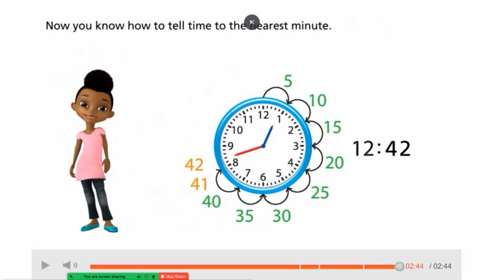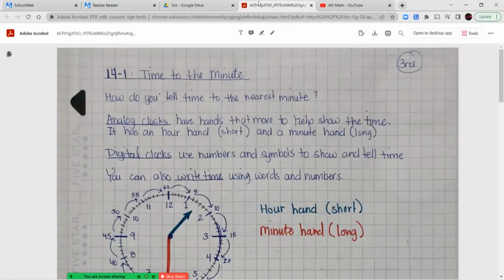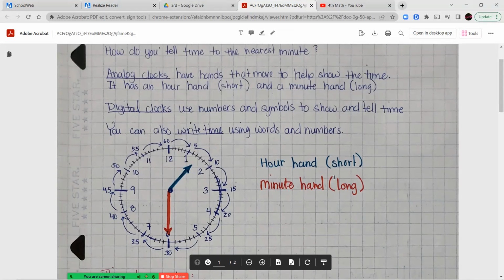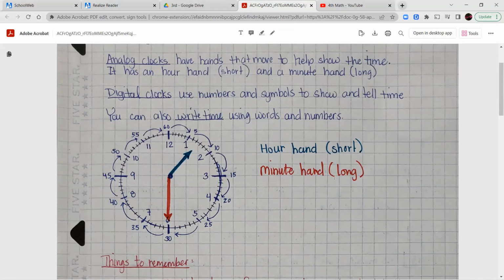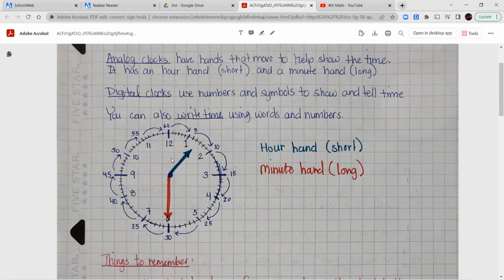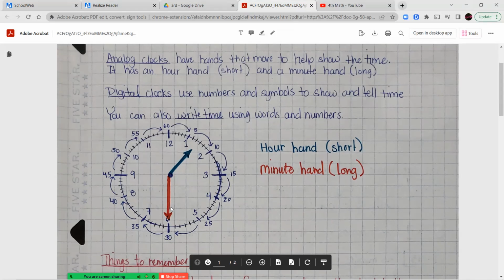All right, let's go ahead and jump into our notes and our guided practice. Now, how do you tell time to the nearest minute? So we have different kinds of clocks that we're working with. An analog clock is like the big wall clocks that you see that have the hour and minute hands on them. A digital clock might be something like the time that you would see on the microwave or the oven at home, or maybe if you have a digital wristwatch. Now, when we're talking about the hour hand and the minute hand, the hour hand is shorter and the minute hand is longer.